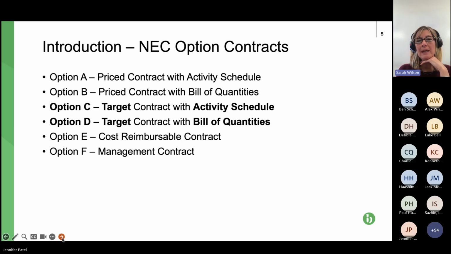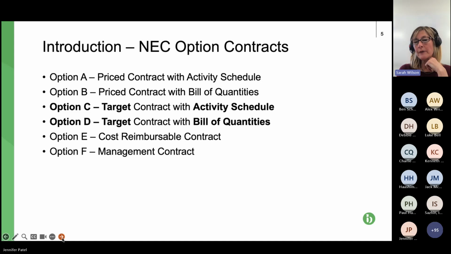Option B, again, is a fixed price contract, but it's less fixed price, if that makes sense, than option A, because it's based on a bill of quantities. So there is some element of remeasurement allowed within that fixed price. Again, the bill of quantities is relevant for today.